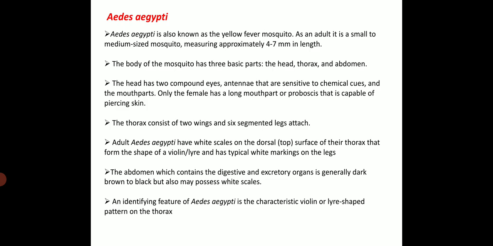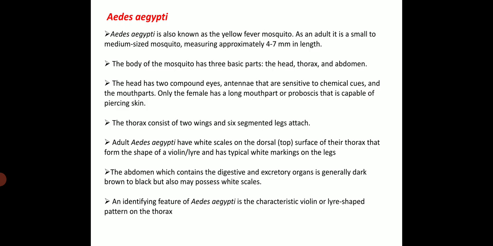The body of the mosquito, as you all know, the insect body is divided into head, thorax and abdomen. The head consists of compound eyes and antennae, which are sensitive to chemical cues, and also the mouth parts. Only the female has the long mouth part, or proboscis, which is capable of piercing the skin. The thorax consists of 2 wings and 6 segmented legs which are attached.